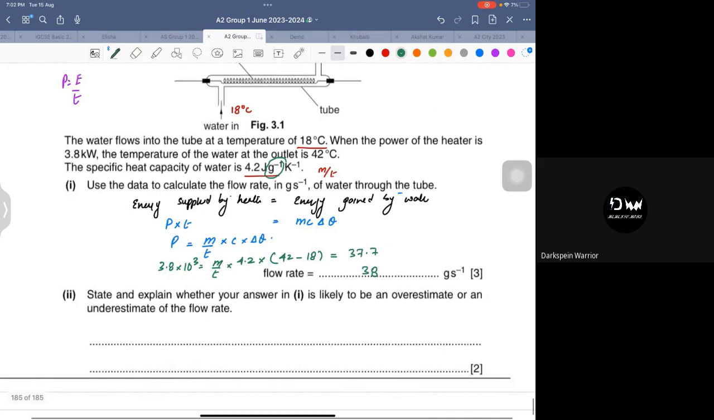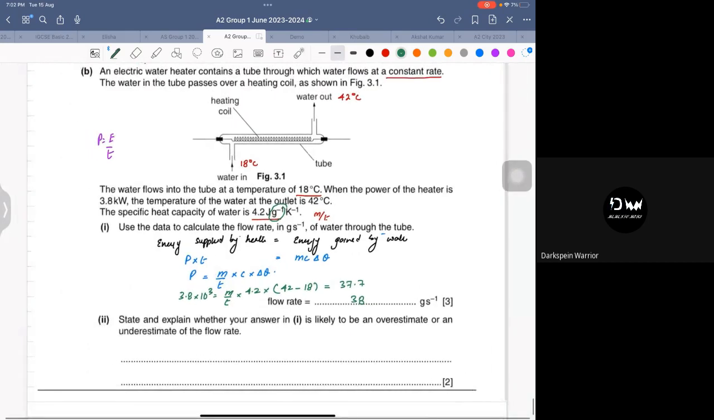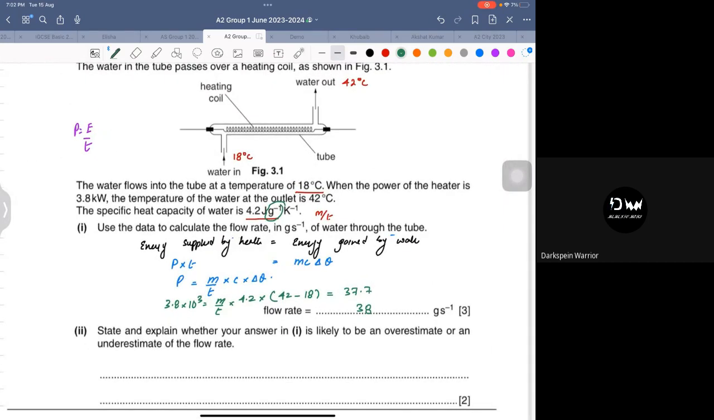Now, the next part says explain whether your answer is likely to be an overestimate or an underestimate of the flow rate. Please understand this. If you check out the drawing, does it have insulation on it? No. So what have we missed? The energy supplied by the heater should be equal to both energy gained by water and energy lost to the surroundings. So we have missed the energy that went to the surroundings. We have not taken that into account. So will the value we have calculated be higher or lower?